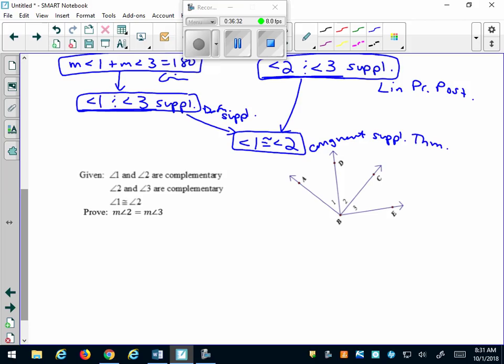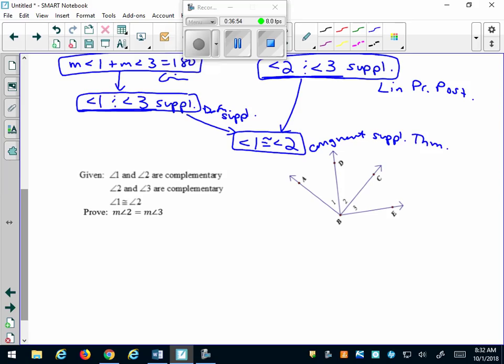Okay, so keep that in mind as you do the next few proofs, and keep in mind the right angles theorem and the vertical angles theorem as you do the next few proofs. Okay, so I'm going to stop the video now and let you practice a few of these on your own.